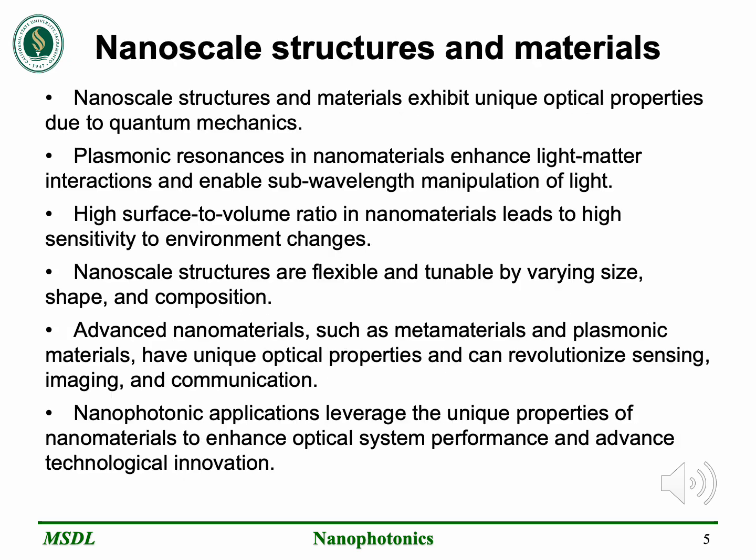See the nanoscale structures and materials. They exhibit unique properties that make them highly suitable for use in nanophotonic applications. At this scale, the interaction between light and matter is governed by quantum mechanics, leading to novel optical properties that are not observed in bulk materials. One example is plasmonic resonance, which arises when the free electrons in the material are excited by incident light. This resonance can lead to enhanced light matter interaction and enable the manipulation of light at the sub-wavelength scale.